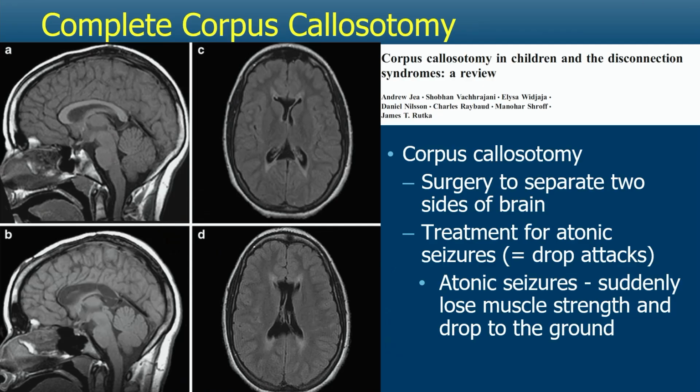I will move on to corpus callosotomy. Corpus callosotomy is a type of surgery to separate the two sides of the brain. This treatment is usually done for a specific type of seizure known as atonic seizures, also known as drop attacks. With this type of seizure, the child will lose muscle strength and then just drop to the ground. Frequently, there are injuries because of the drop attacks.